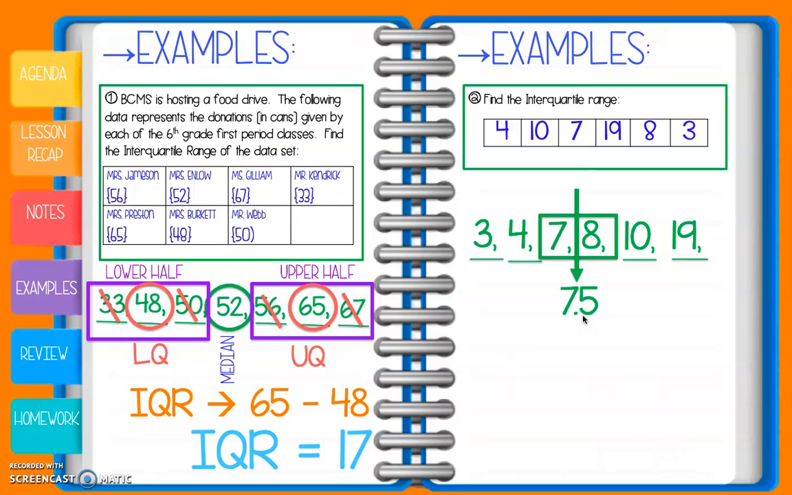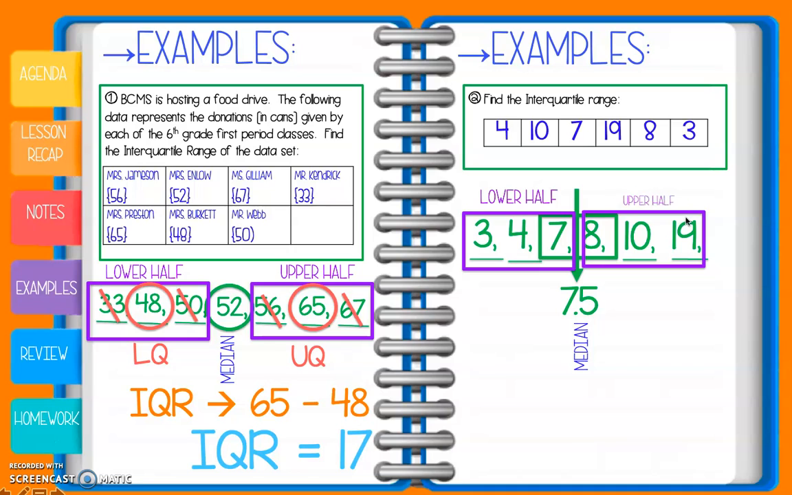Okay. Now we're going to put a box around our lower half. And the lower half includes anything that is less than the median. So anything that's less than the median is 3, 4, and 7. Even though we used it to help us calculate the median, it's less, so it is included in the lower half. Okay. Now, same thing for the upper half. Anything that's greater than the median, so that's 8, 10, and 19, that's going to be in my upper half, and it's going to be used to calculate the upper quartile.